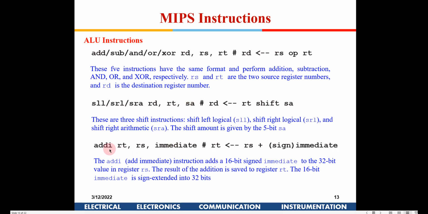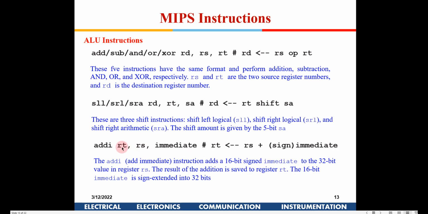Similarly, I said we can have an add immediate. So this is known as add immediate. You have the target RT, and then RS and the immediate. The immediate you can give is 16-bit data, whereas RS is a 32-bit data. The target where the sum will be stored will be 32-bit, but the immediate value which you provide is restricted to 16-bit.